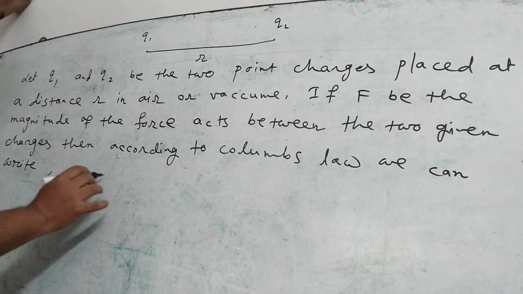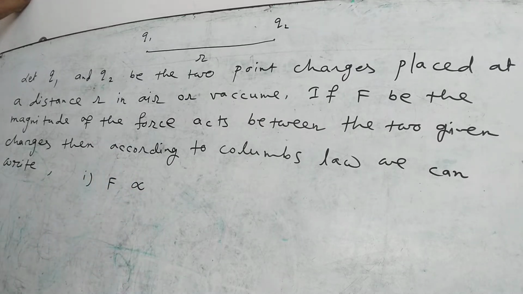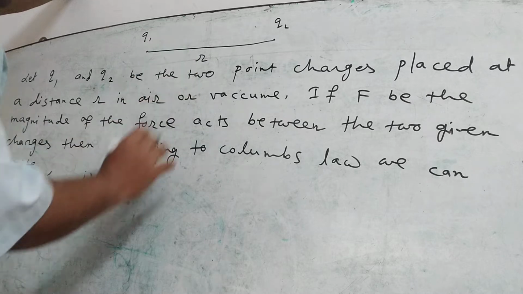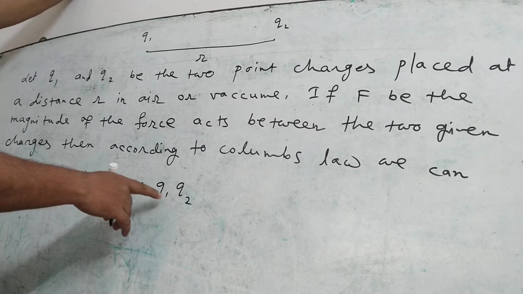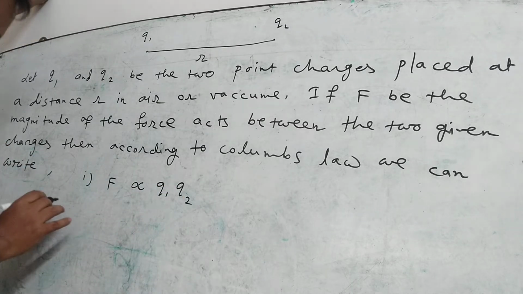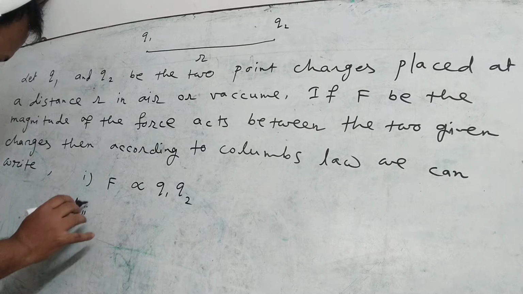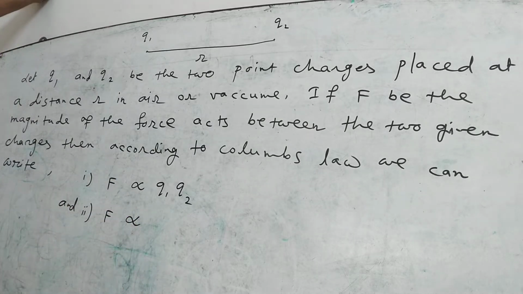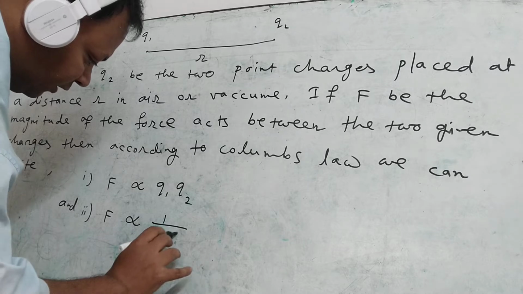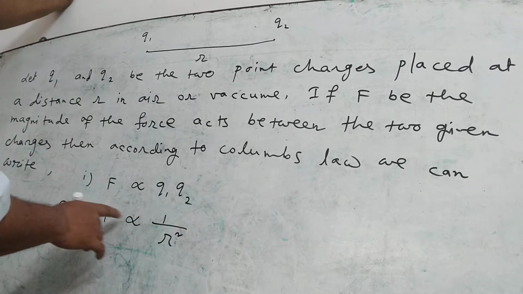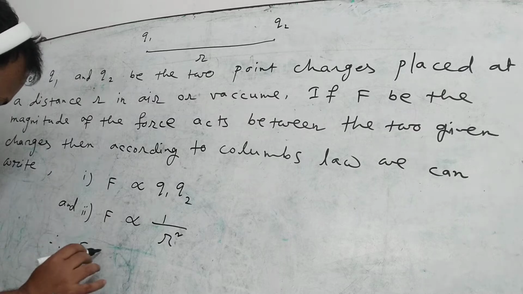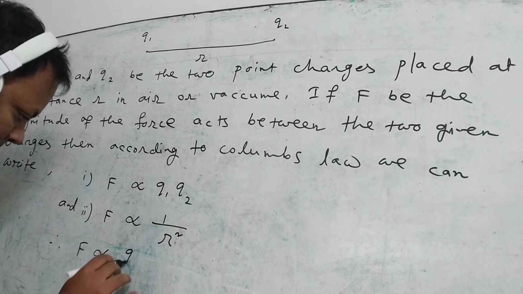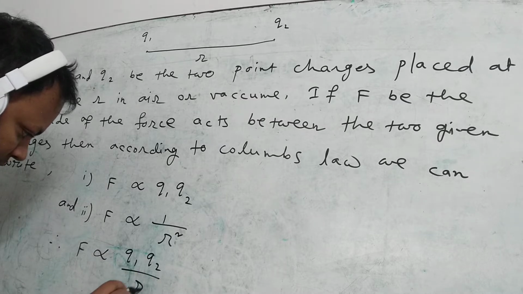the magnitude of the force is directly proportional to the product of the charges. That means F is directly proportional to Q1 Q2, and F is inversely proportional to the square of the distance between them. That means F is inversely proportional to 1 by r square. Therefore, F is directly proportional to Q1 Q2 by r square.